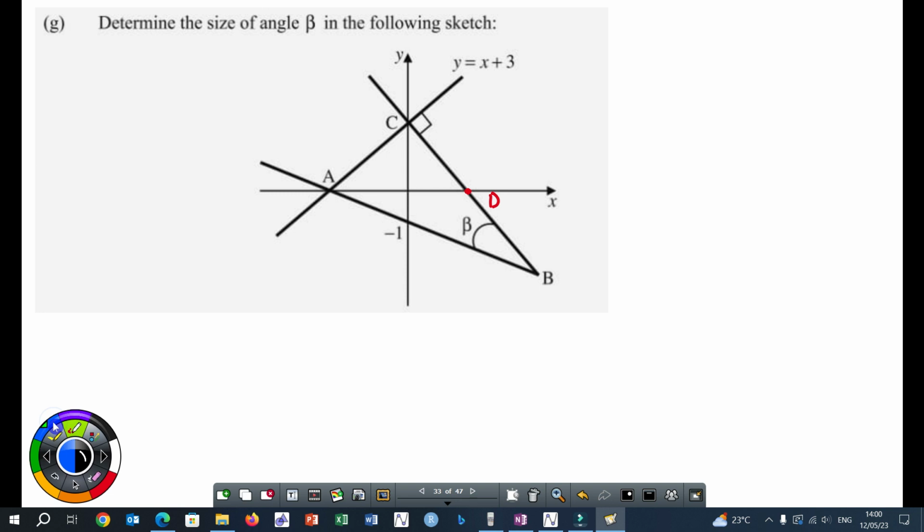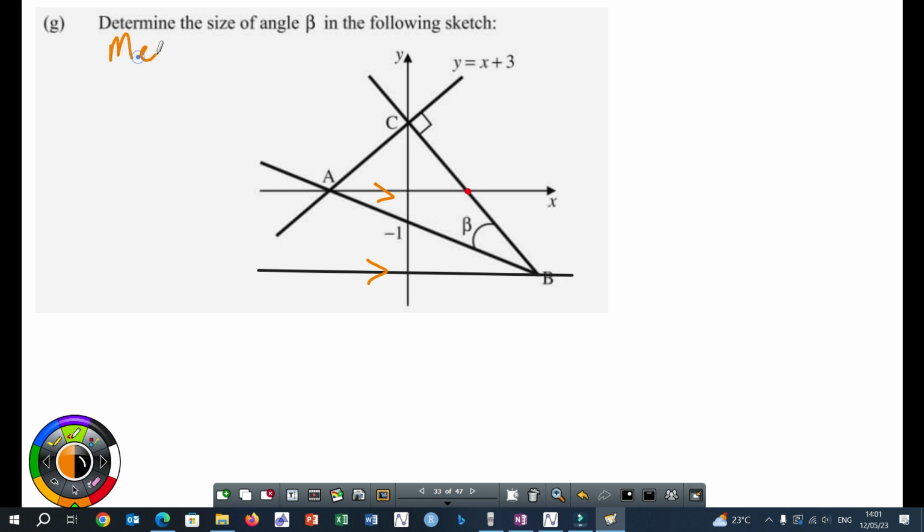Well, we can draw a line parallel to the x-axis. That line will be like this. So, just draw the line. I'm going to try and move it and make it a bit straight. Don't worry. Please assume that this line is parallel to the x-axis. So, they are parallel.